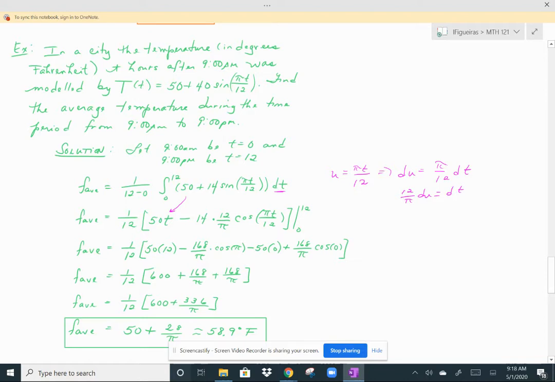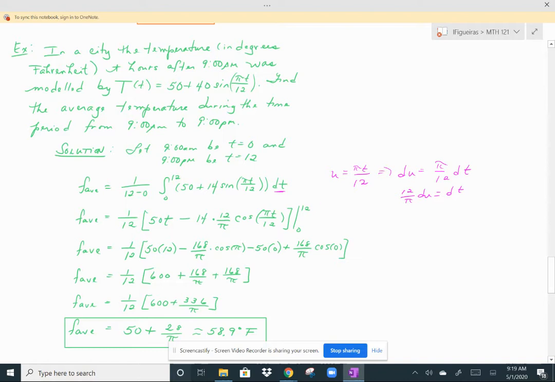Okay, so I kind of took a shortcut with that because it was really just this factor that I have to worry about. So that's what you see here. My antiderivative is 14 times 12 over pi times the cosine, because cosine is the antiderivative of sine, of pi t over 12. So I left everything in terms of time, so I don't have to reevaluate my limits.